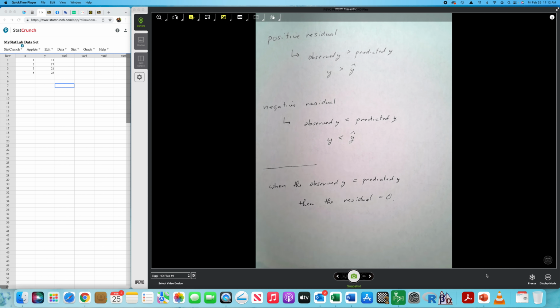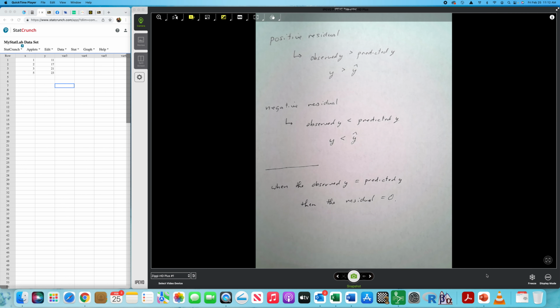Now, a little bit about residuals, just an FYI, tattoo it to the brain. A positive residual means that our observed y is bigger than our predicted y. That's the case that we just saw. A negative residual is when the observed y is less than the predicted y. And in the rare case, when we have the observed y equal to the predicted y, that just tells us that our residual is equal to 0.